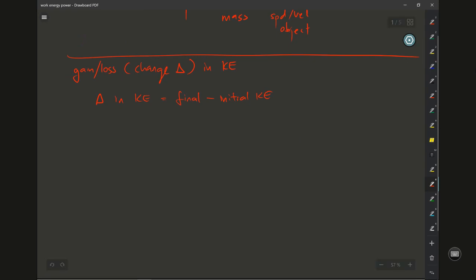First thing, let me make this clear. 3 meters per second, does it have KE? Yes. So this is at position A. Now it later starts to move and eventually ends up here, but it's also at 3 meters per second. Has the speed changed? No. Does it have KE at B? Yes. Now our question, did it gain KE?